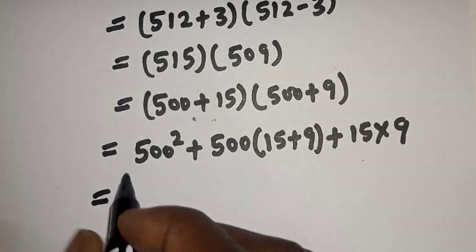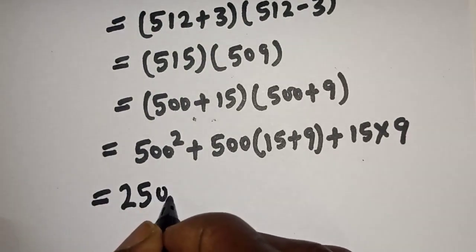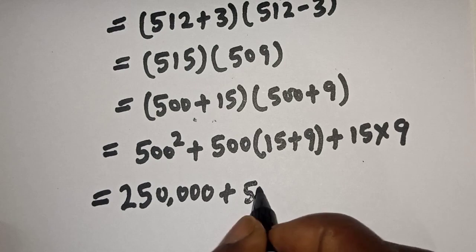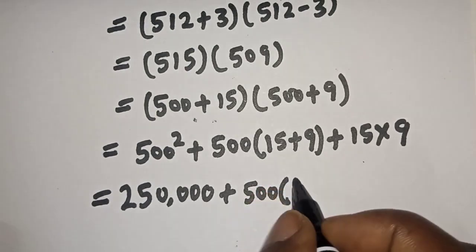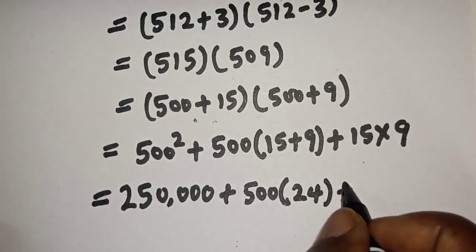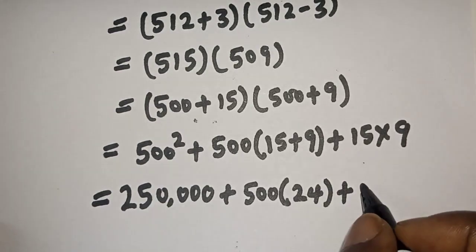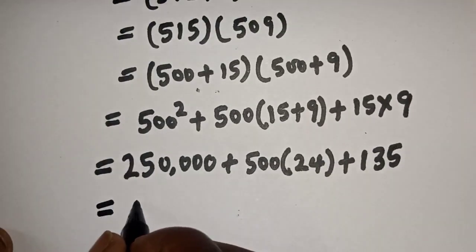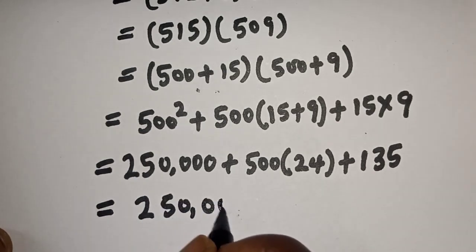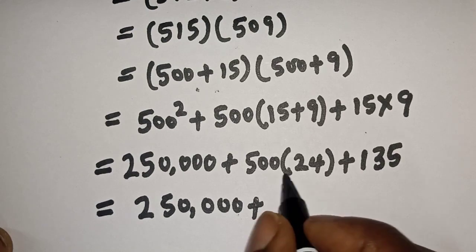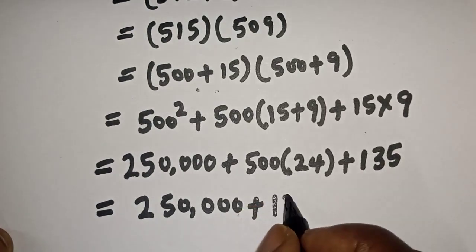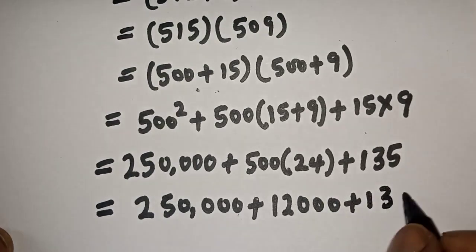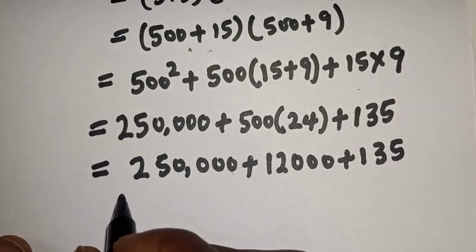This is equal to 500 squared, which is 250,000, plus 500 times (15 plus 9), that is 24, plus 15 times 9, which is 135. Then this is equal to 250,000 plus 500 times 24, that is 12,000, plus 135. Now let's add everything together.